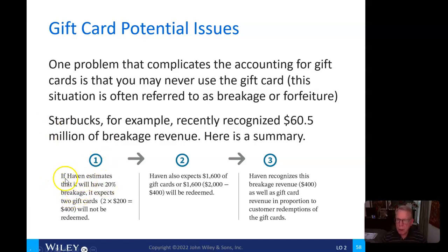And so coming back to Haven, if Haven estimates that it's going to have 20% breakage, it's going to expect that 2 of its gift cards at $200 will not be redeemed. They also expect that $1,600 of the $2,000 will be redeemed. So Haven is going to recognize this breakage revenue of $400 as well as its gift card revenue in proportion to the customer's redemptions of those gift cards.